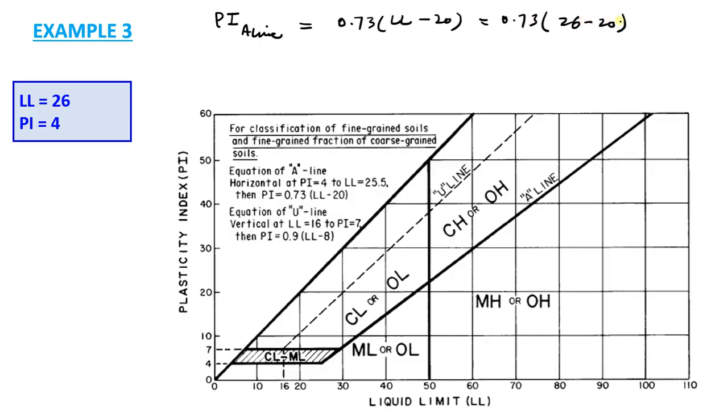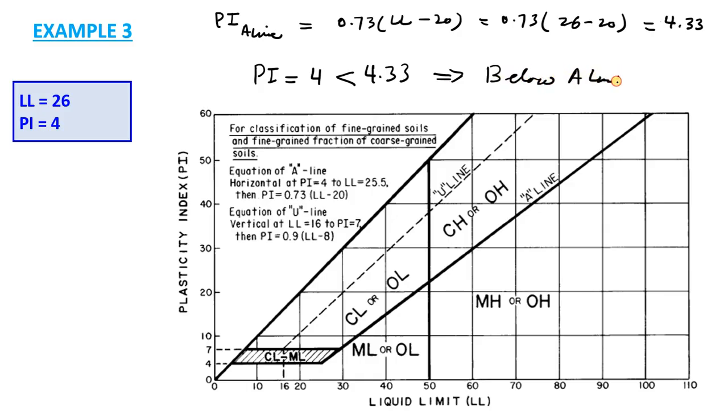Okay, so this value is going to be equal to 4.33. So the value of PI of the soil is 4, which is less than 4.33. This time again you see it is very close. It's very difficult to see through the graph. If you are a little careless, you might end up in a wrong region. So it means this is below A line.